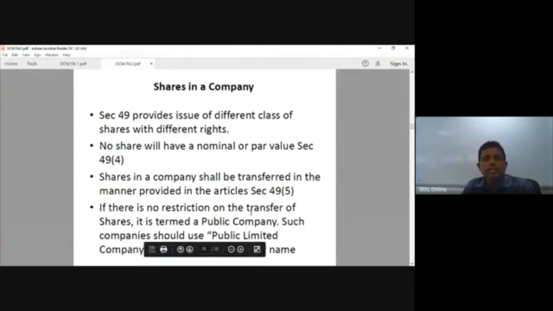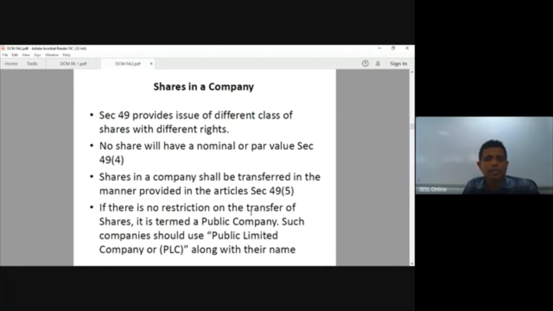Shares in a company. Section 49 provides for the issue of different classes of shares with different rights. Normally, the main two categories are ordinary shares and preference shares. No share will have a nominal or par value, as we have already discussed. Shares in a company shall be transferred in the manner provided in the articles, section 49.5.